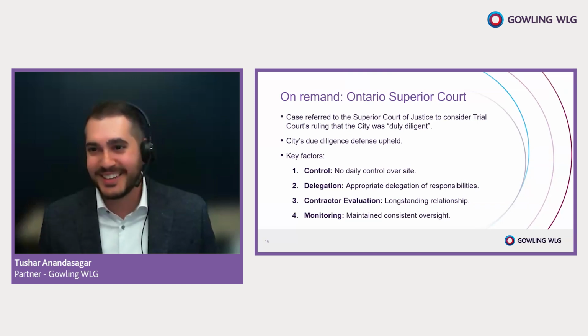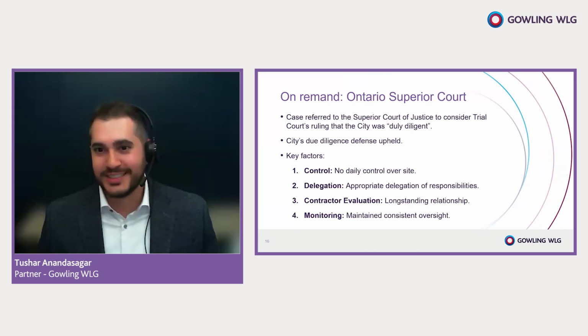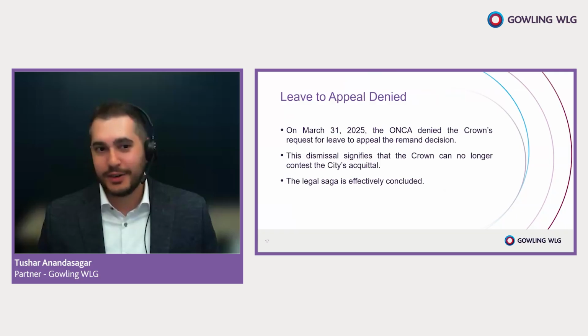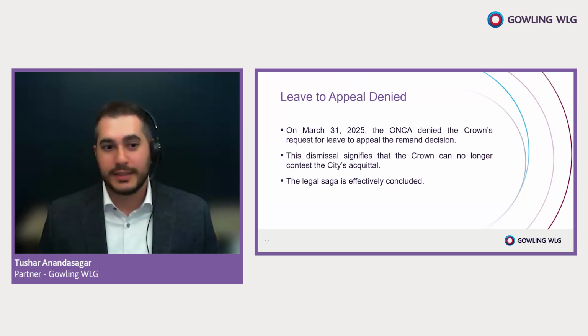It should surprise nobody that the Crown appealed the Superior Court's decision. And this one's very brief. Next slide, please. On March 31st, just a couple of short weeks ago, the Ontario Court of Appeal reviewed the court's decision and denied the Crown's request for leave to appeal the Superior Court's remand decision. This dismissal essentially brought to an end nearly a decade of litigation since this fatality occurred in 2015. And the city's acquittal now stands.